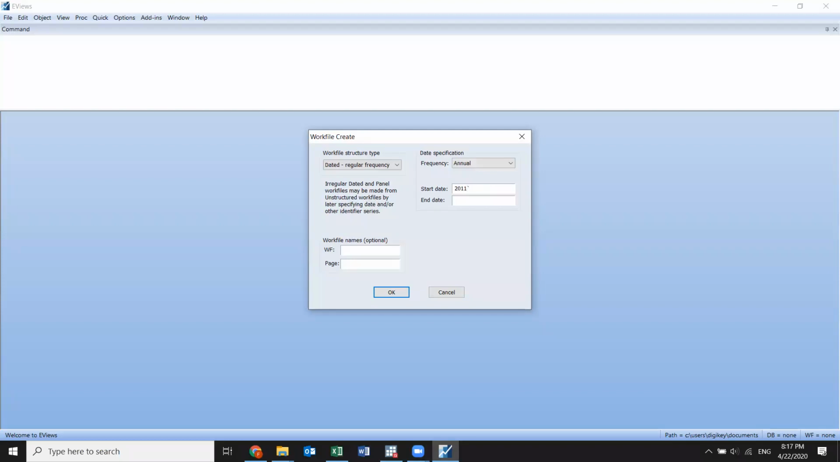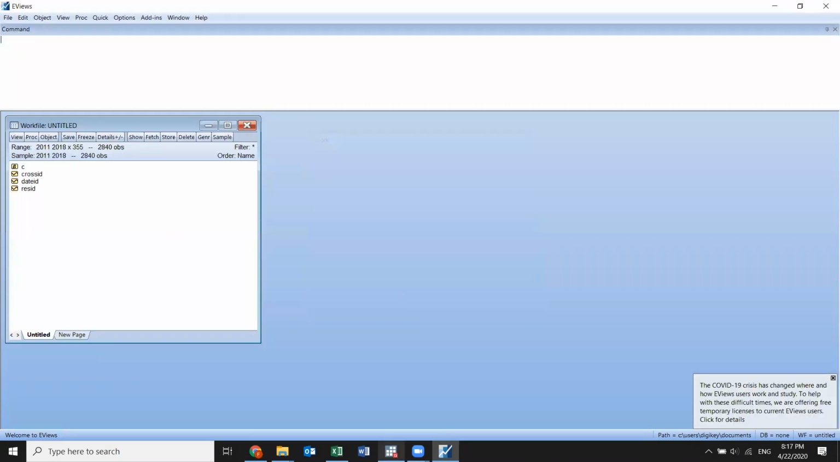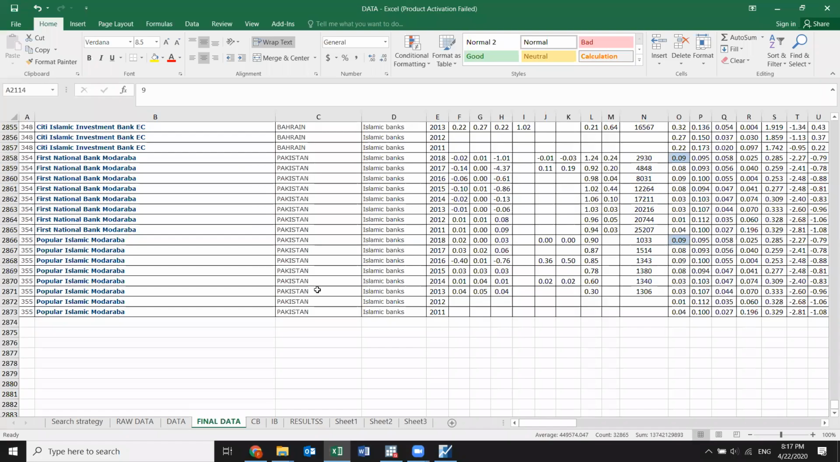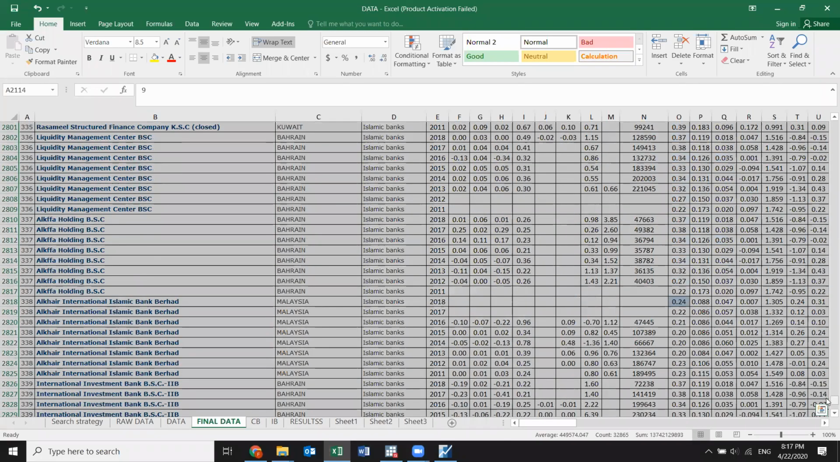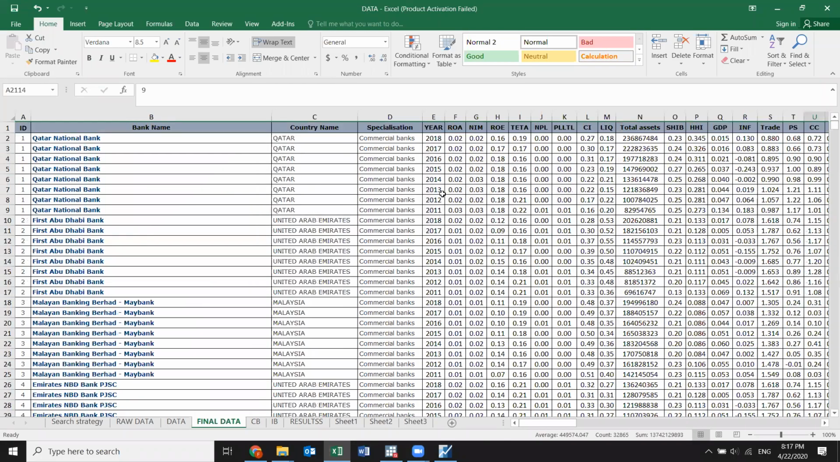2011, 2018, and it's a balanced panel data, and the number of cross-sectional observations is 355. Yes, okay. And for example, I'm going to use only these variables first: ROA, NIM, ROA, these things only. First 5 variables only.